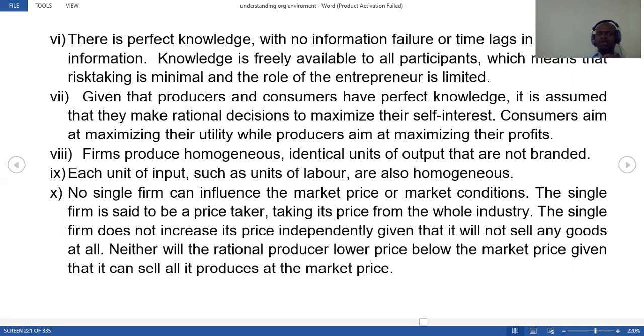And in this type of market also, we have perfect knowledge, where we are saying that information is everywhere and information is free. Therefore, we can say that customers have the relevant information that is needed. Therefore, they can make decisions whenever they want. Given that producers and consumers have perfect knowledge, it assumes that they make rational decisions to maximize their self-interest. Because we already have the information in place, the players in the market are going to make rational decisions.